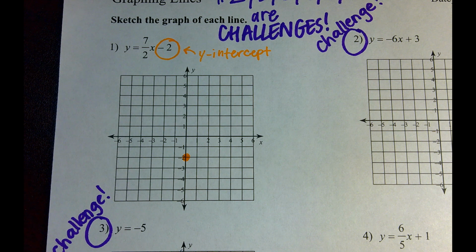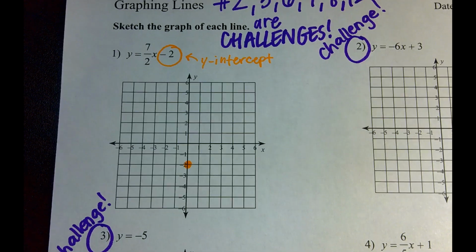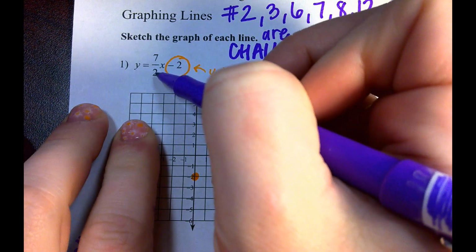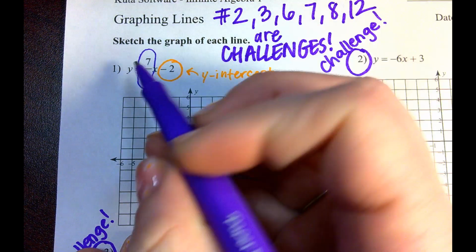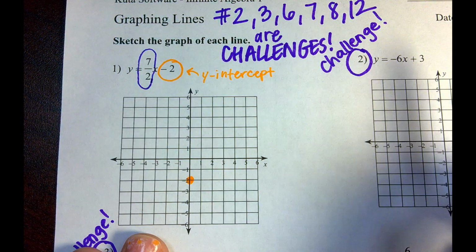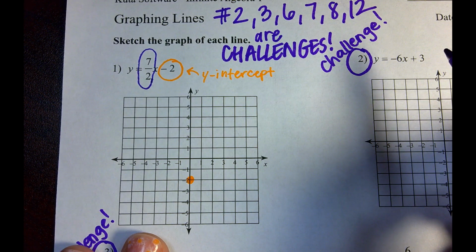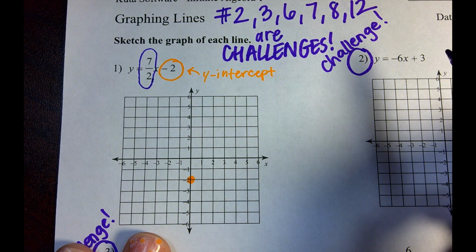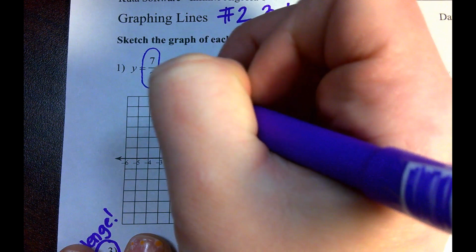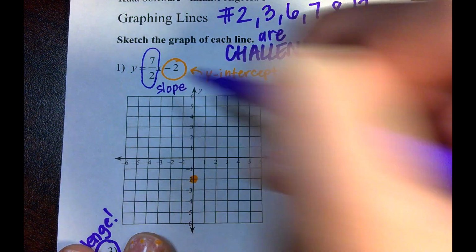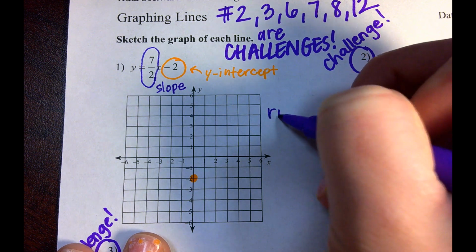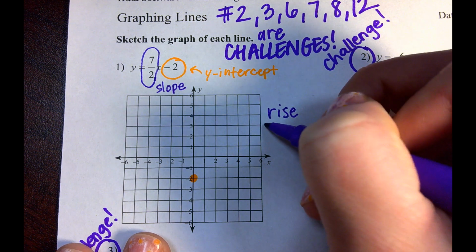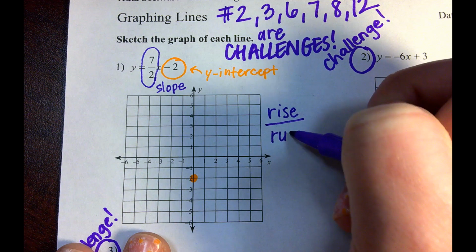Okay. So what number in this equation are we looking at next? The 7. I'm going to go ahead and circle 7 over 2 as a whole. And what is 7 over 2 in my equation? What's the word for that? The slope. Good. So this is our slope. And if we remember, slope is telling us our rise over our run.